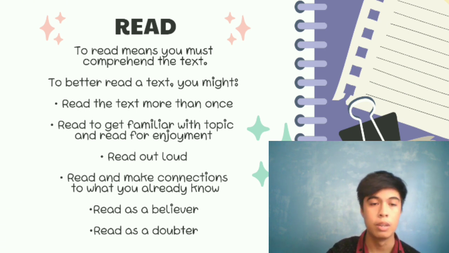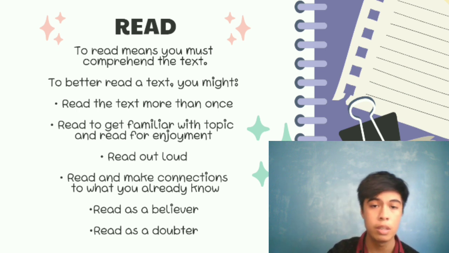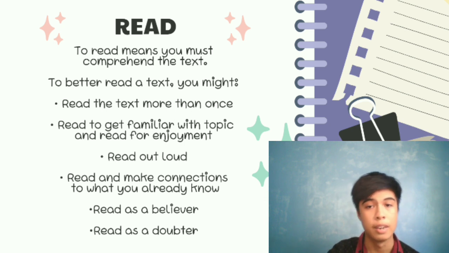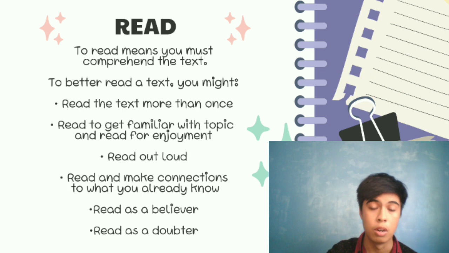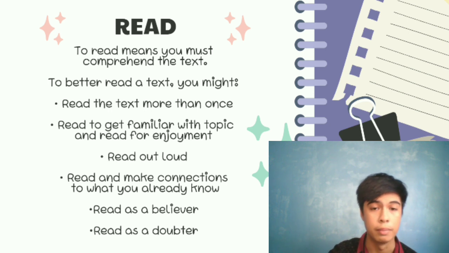Reading as a believer involves approaching a text with trust and acceptance, interpreting it through a lens of faith or conviction. On the other hand, reading as a doubter entails a more skeptical and critical perspective, questioning the content and seeking evidence or alternative interpretations. These approaches reflect different attitudes towards the material, influencing how one engages with and interprets the information presented.